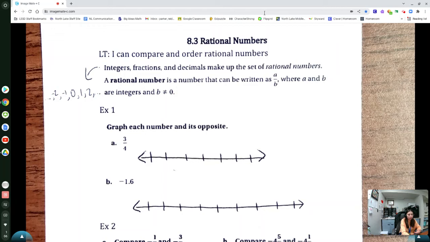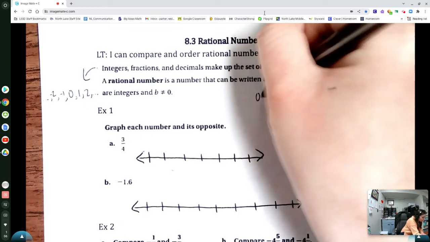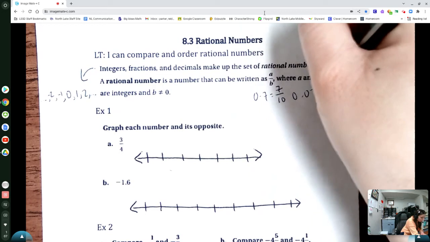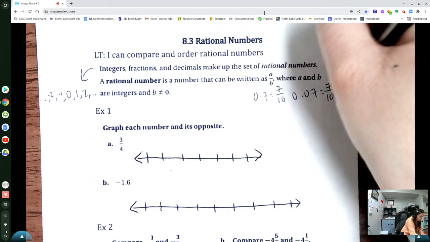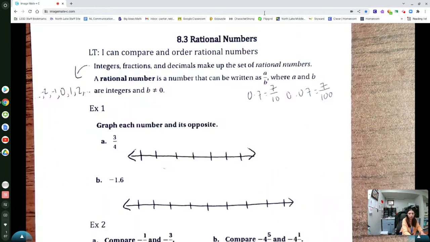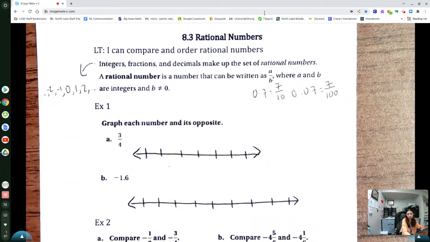The reason whole numbers are included is because whole numbers can be written as a fraction. 2 can be 2 over 1. The reason decimals are included is because decimals can also be written as fractions. For example, 0.7 is the same as 7 tenths. 0.07 is the same as 7 hundredths because a 7 is in the hundredths spot. So this is why all of those are included. But bottom line, rational numbers include integers as well as positive and negative fractions and decimals.